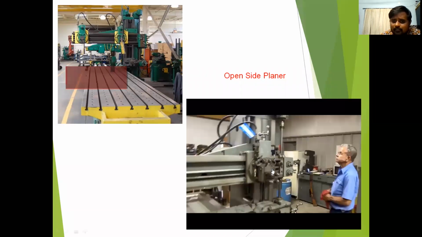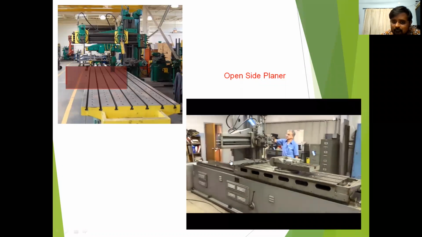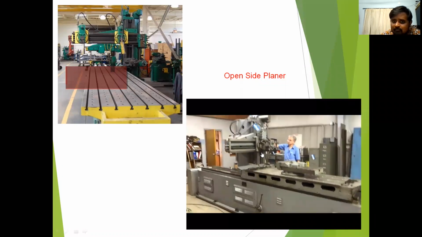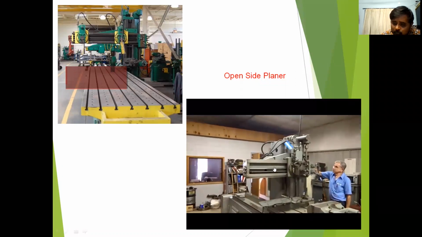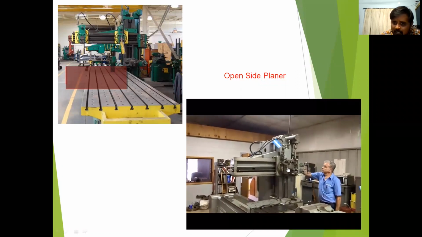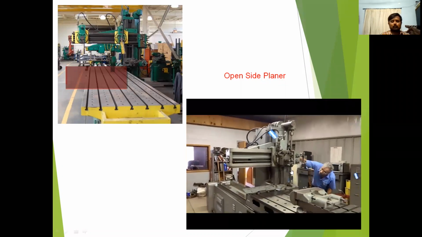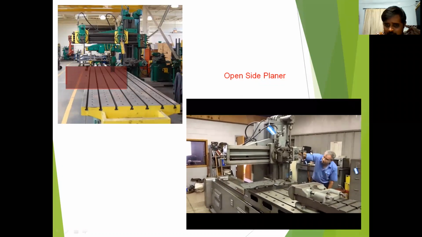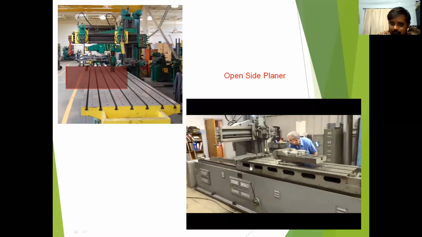Now you can observe this video. See, this is a workpiece, and this is a single column, and this is a cross rail. You can move the cross rail on the single column, and this is the tool post. Either you can use a single tool head or multiple tool heads, that depends upon the operations. And this is the workpiece. You can reciprocate the table.